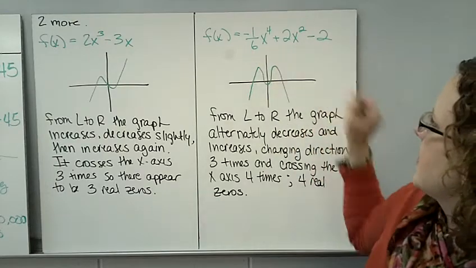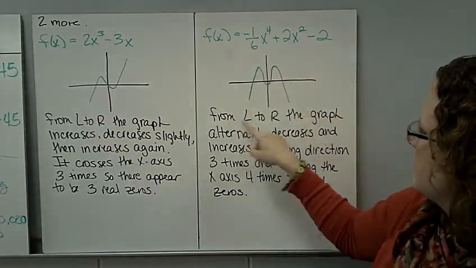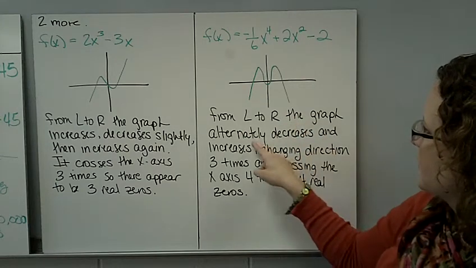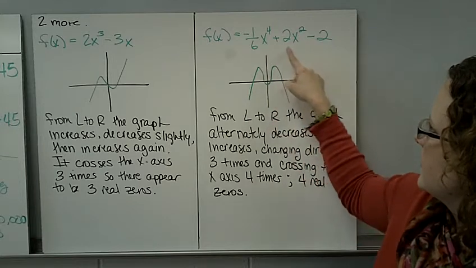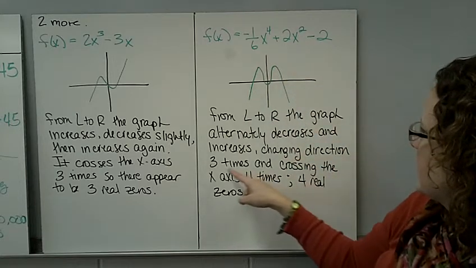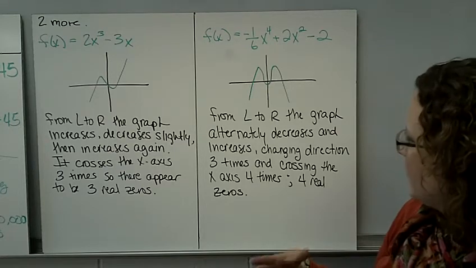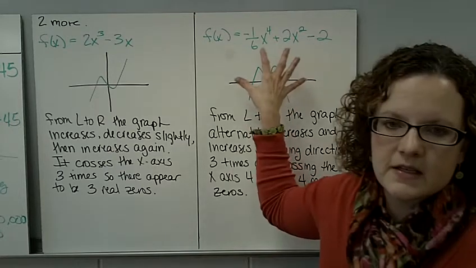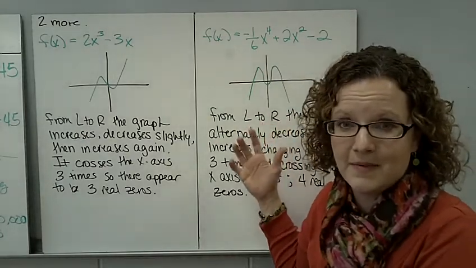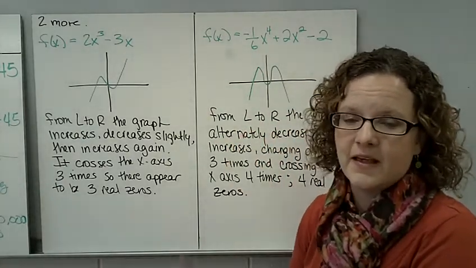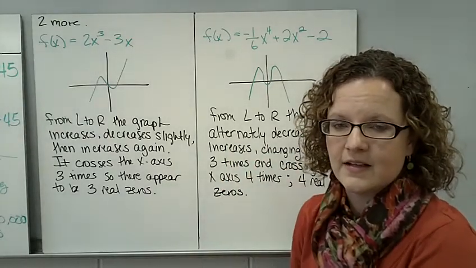x to the 4th, x squared minus 2. Graph it and push graph in your calculator. From left to right, the graph alternately decreases and increases. So increases, decreases, increases, decreases. Change in direction 3 times and crossing the x-axis 4 times, having 4 real zeros. Okay, something this complicated, your description is going to be as accurate as you make it, and I'm asking you to keep it accurate. But then the real zeros is how many times the graph crosses the x-axis. That's all we have for today.